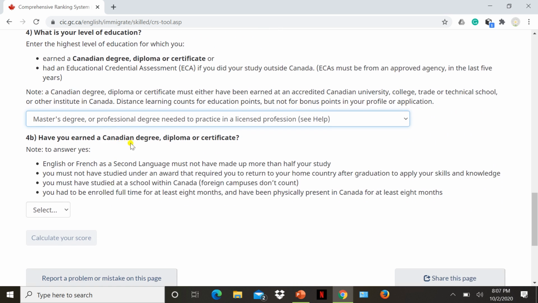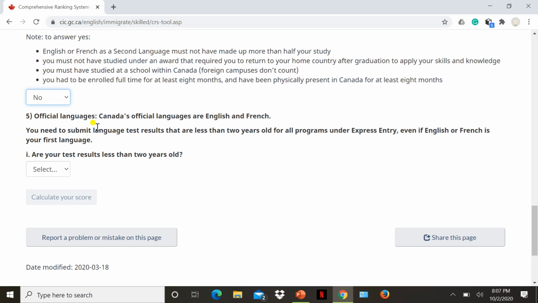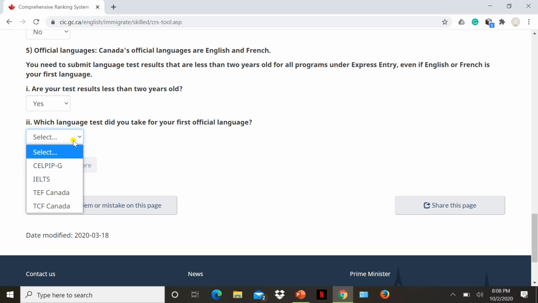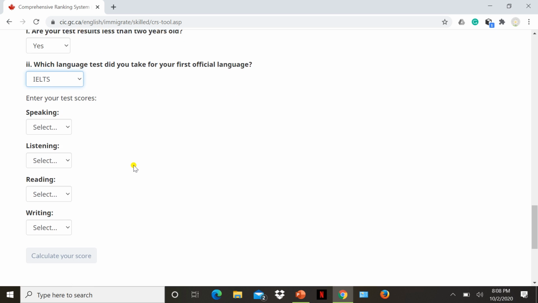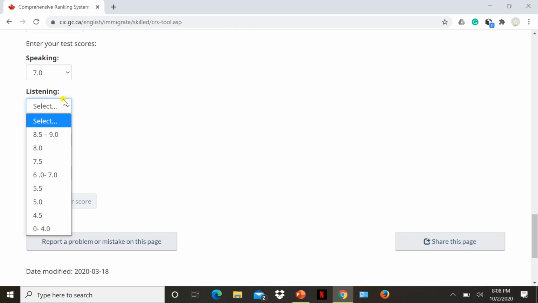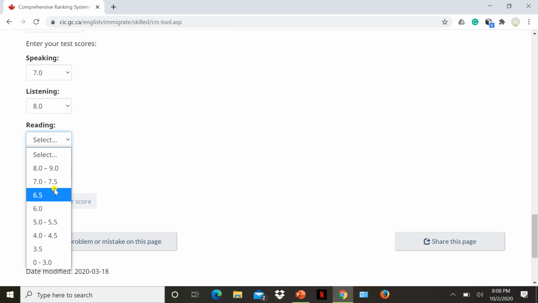Have you earned a Canadian degree, diploma or certificate? No. Official language means the English language skill test. You have to note one thing, that your test results for the English language test must be less than 2 years old. In my case, it is yes. Which language test? For most cases, it is IELTS. And your test score, in my case, was the magic score of 8, 7, 7, 7.